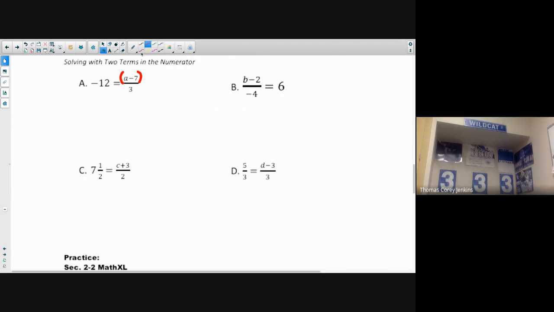So anyways, you got to undo the divided by 3 first. So that's times 3 to both sides. And that's going to give me 3 times negative 12 is negative 36 equals a minus 7. Now I can undo the minus 7 by adding 7.